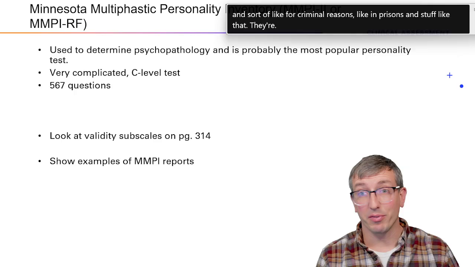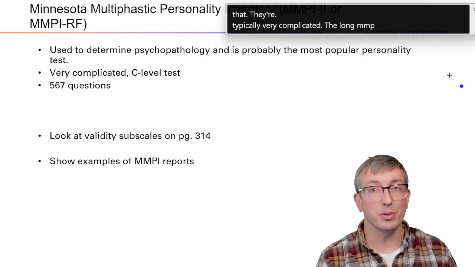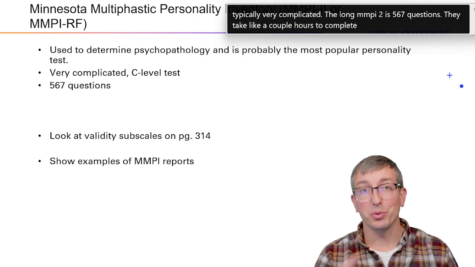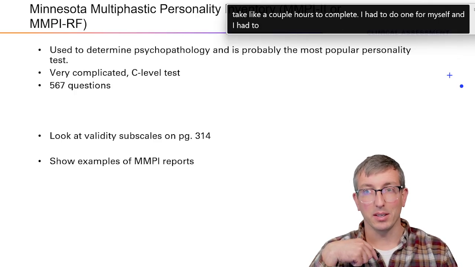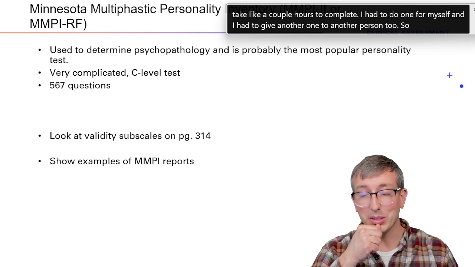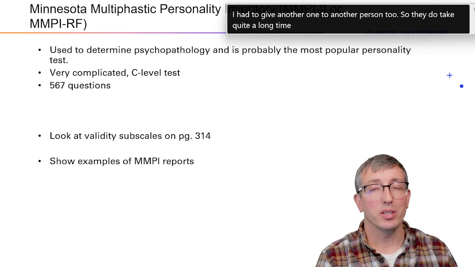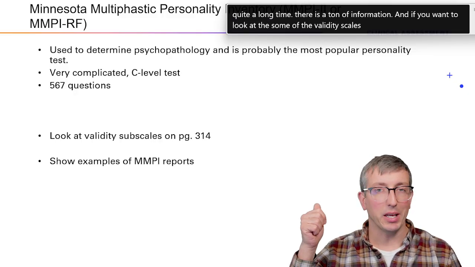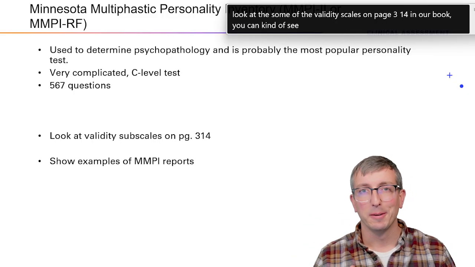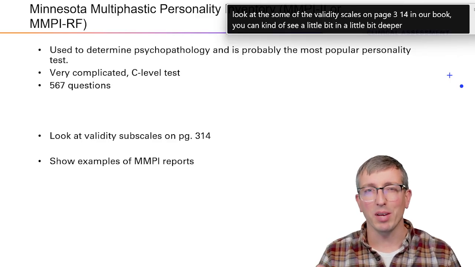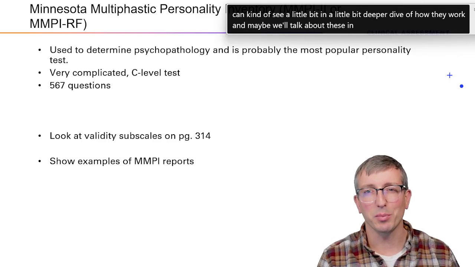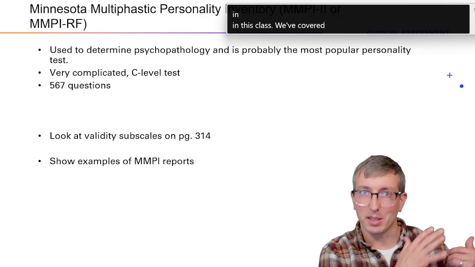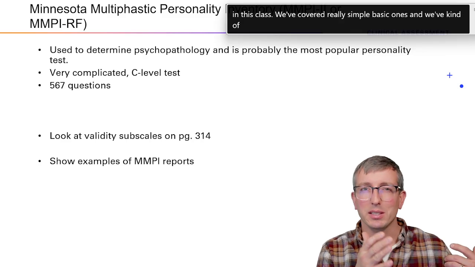They're typically very complicated. The long MMPI-2 is 567 questions. They take a couple hours to complete. I had to do one for myself, and I had to give another one to another person too. So they do take quite a long time. There is a ton of information, and if you want to look at some of the validity scales on page 314 in our book, you can see a deeper dive of how they work. Maybe we'll talk about these in class a little bit because it's interesting to see how the really complicated assessments work.